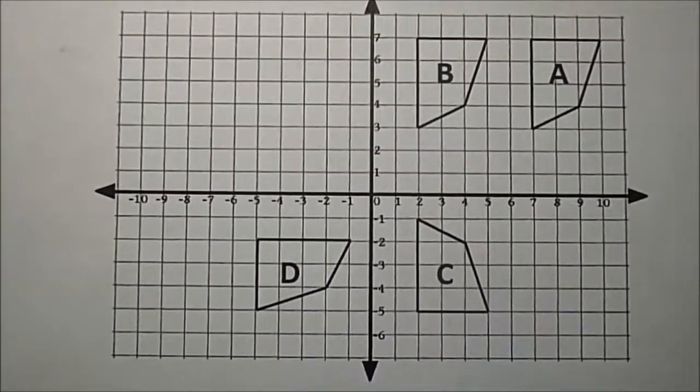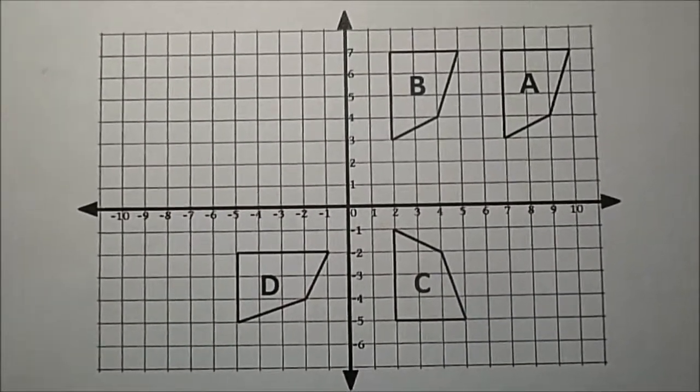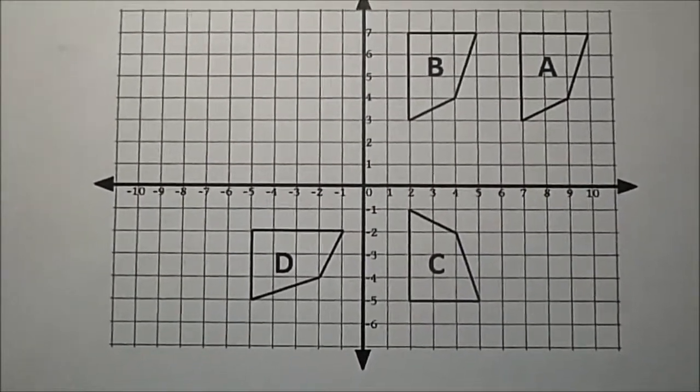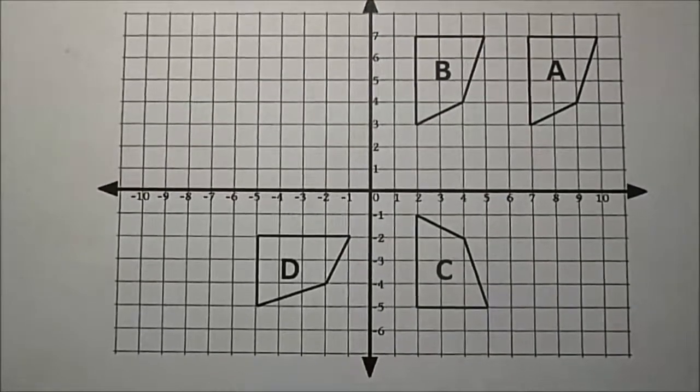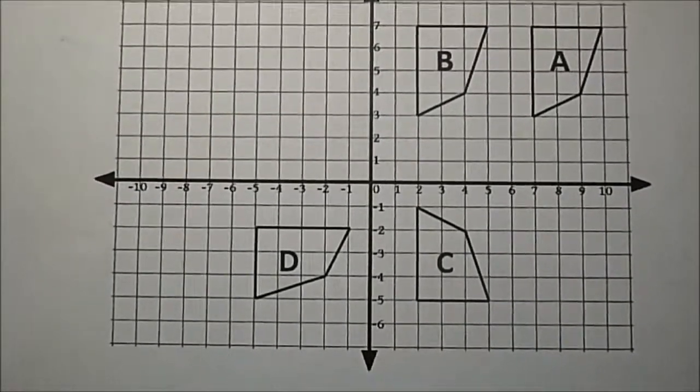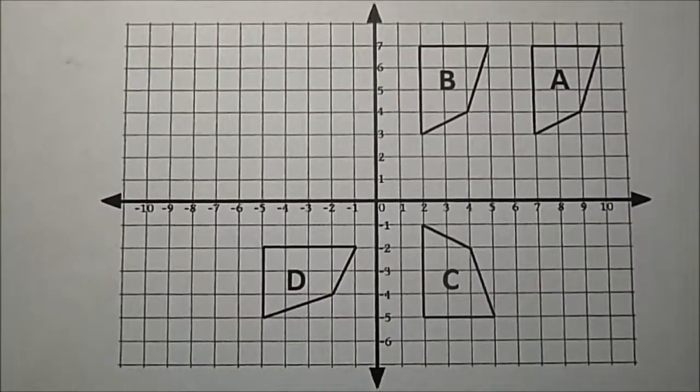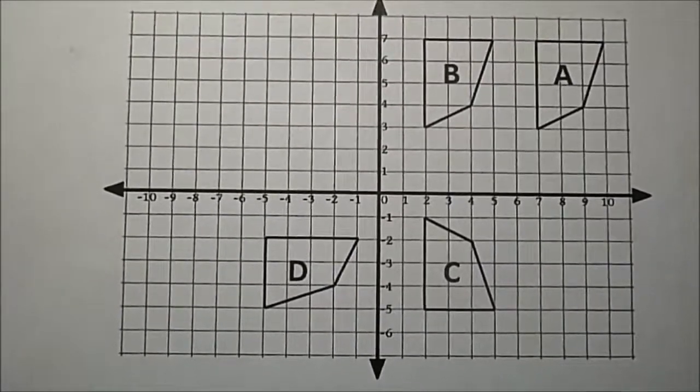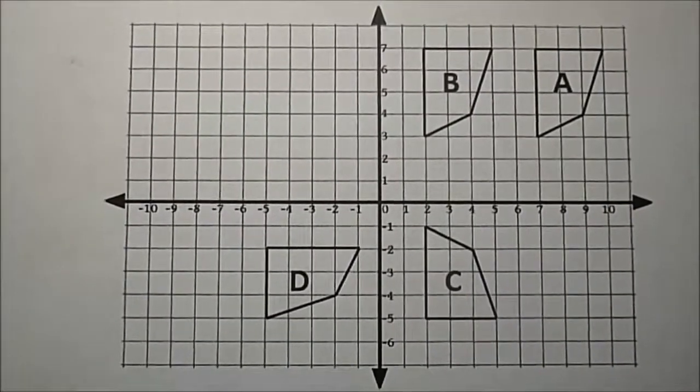This leads us to our big idea for today, which is that two figures are congruent if there is a series of rigid motions, so that's translations, rotations, and reflections, that can map the pre-image onto the image. Go ahead and capture this in your notes.